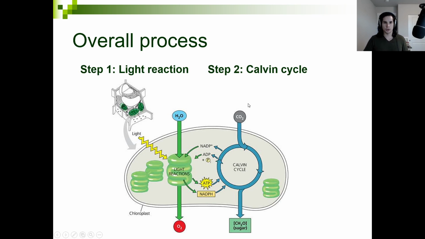Okay, so when we're talking about photosynthesis, it's going to happen in two steps. First, we have something called our light reactions, where we're using light to do something. And then our second reaction, we call the Calvin cycle. This is where we're actually pulling CO2 from the atmosphere and splicing it together to make sugars.